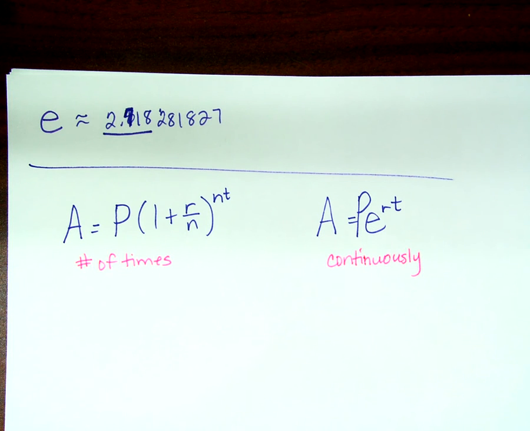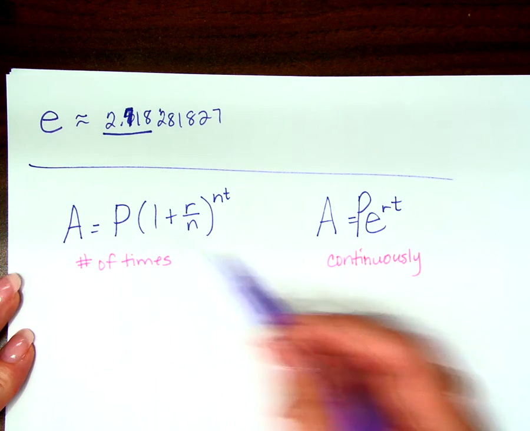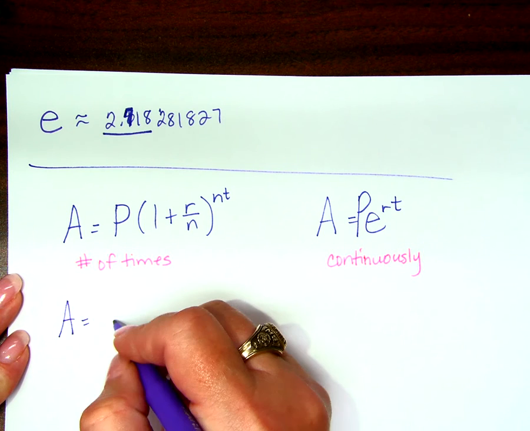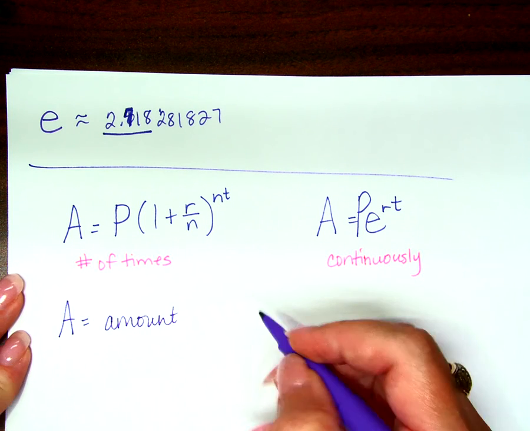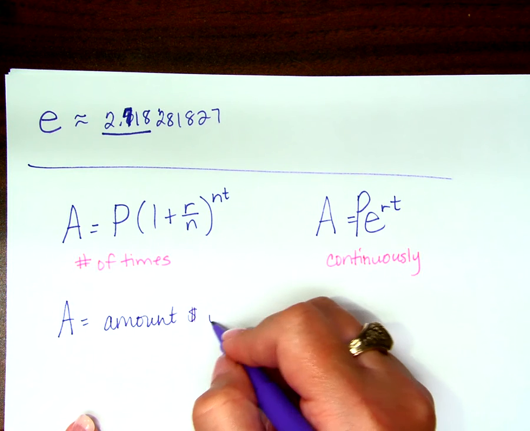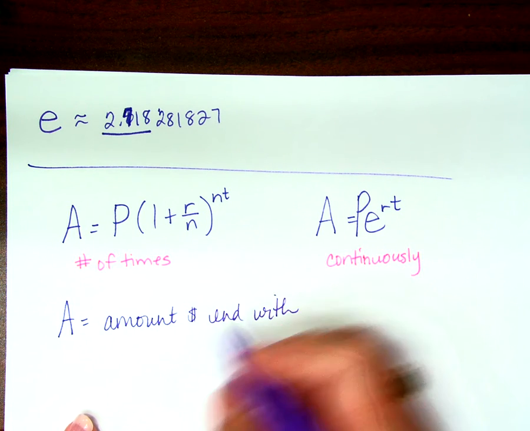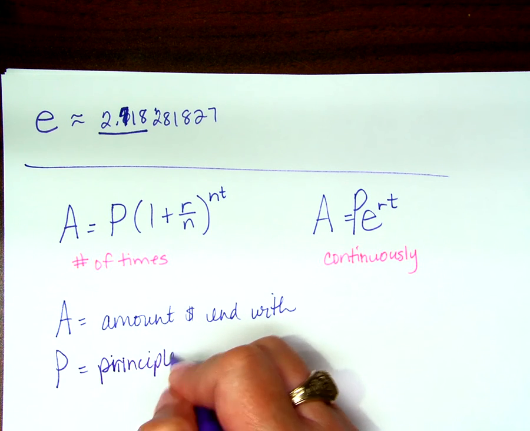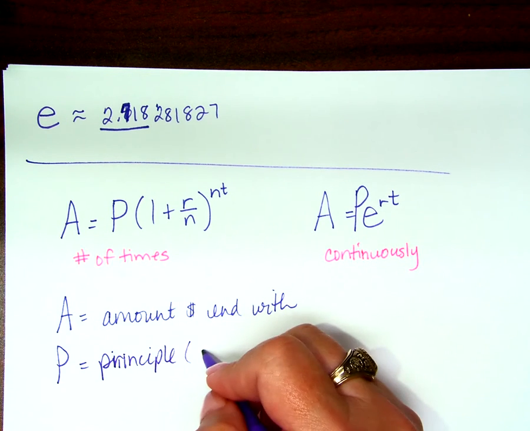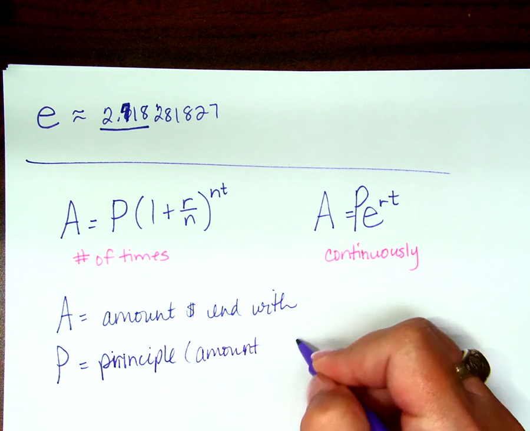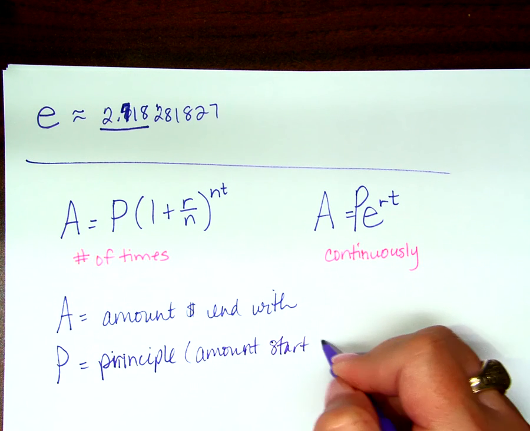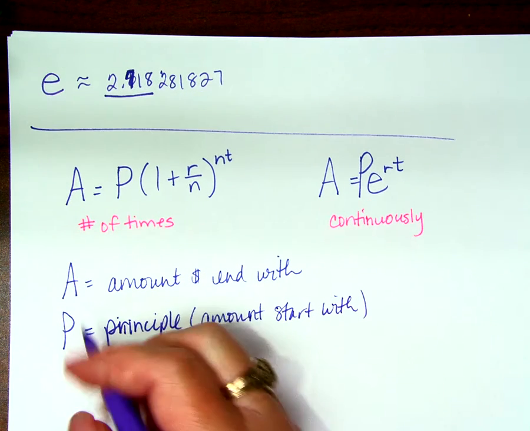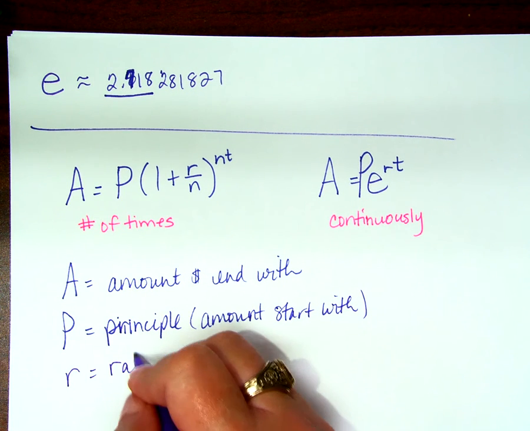What do I mean compounded? With what's compounded a number of times, or what's compounded continuously? The interest. So just to make sure you remember what all these letters mean, A is going to be the amount, but specifically the amount that you end with. P is going to be the principal, or the amount you start with. R is going to be your rate, your interest rate.